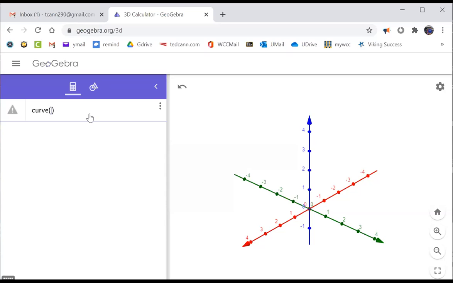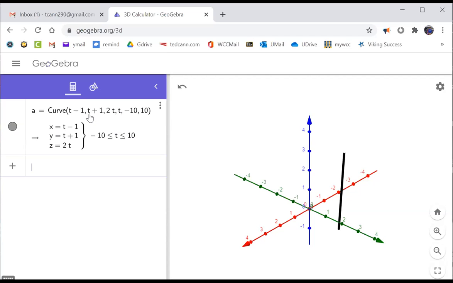All right. So there it is. Anyway, I'll put in a curve here. Let's say we want t - 1. I'll try to keep it relatively simple. t + 1, and then a nice 2t. I have to tell it what the variable is, and let me do -10 to 10. It gives me my parametrics.